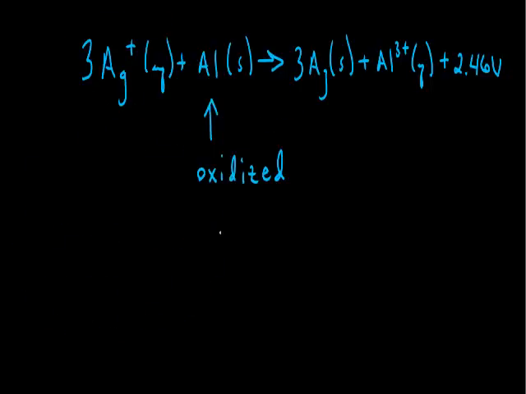Meanwhile, what's being oxidized is the elemental aluminum, and since the aluminum starts out in its elemental form, it has to lose electrons to turn into a positive 3 ion. So the aluminum is being oxidized in this particular reaction.